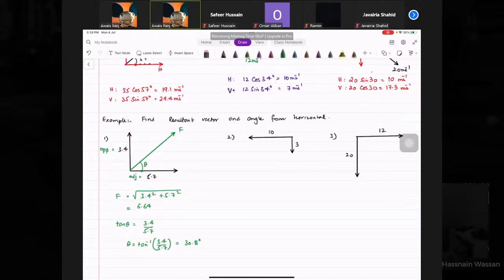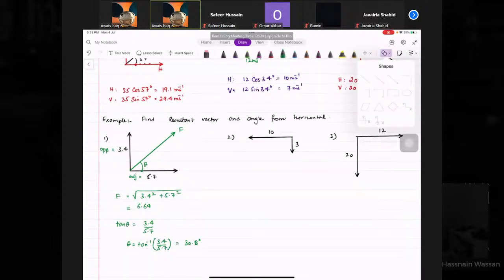All right, you guys done? Yes, sir. Okay. Can you give me some answers, please? Sir, for the second question, the resultant is 10.4 and the angle is 16.7. Okay, that's correct. And for the third one, the resultant is 23.3 and the angle is 59. Okay, yes, that's correct.